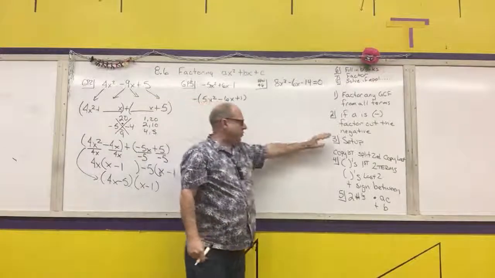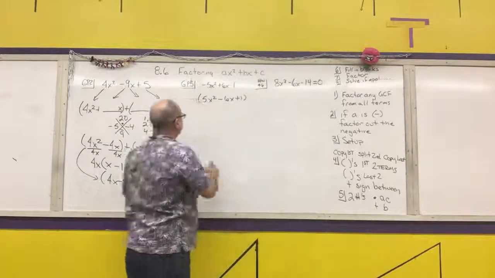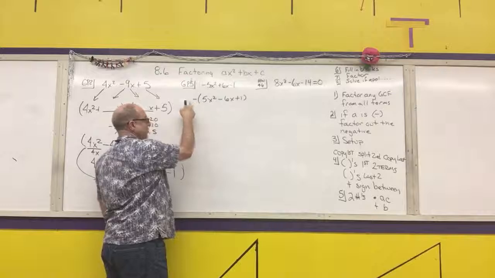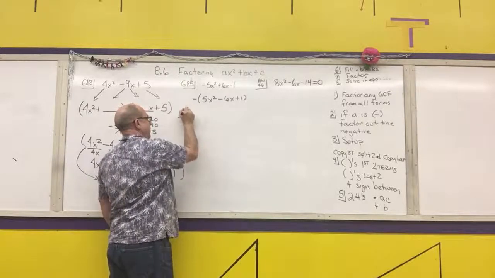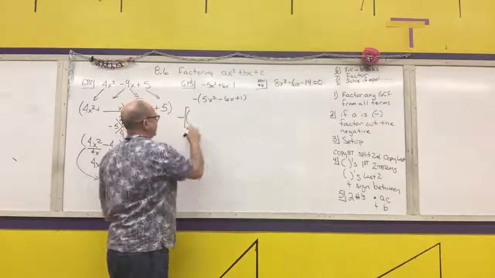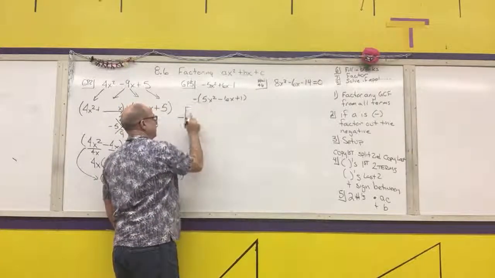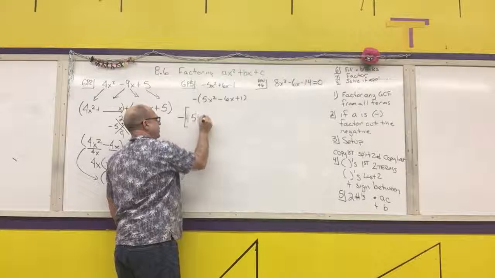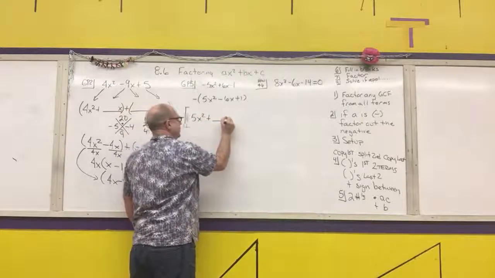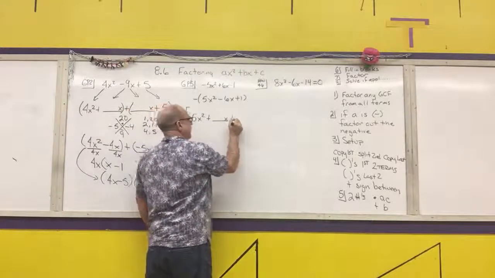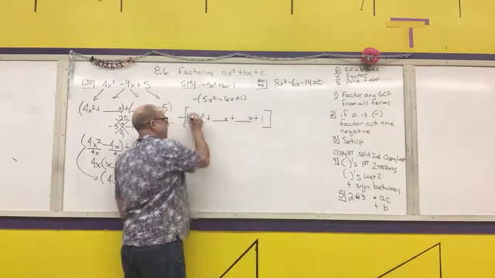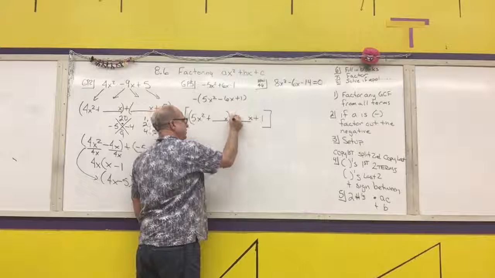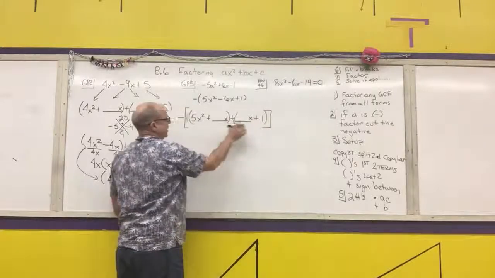I'm going to do step 3 and 4 together. That negative comes along for the ride the whole time. So I'm going to put a set of square brackets. Copy the first term, plus blank x, plus blank x. Copy the last term. Parentheses around the first two, parentheses around the last two, plus sign in between the two.